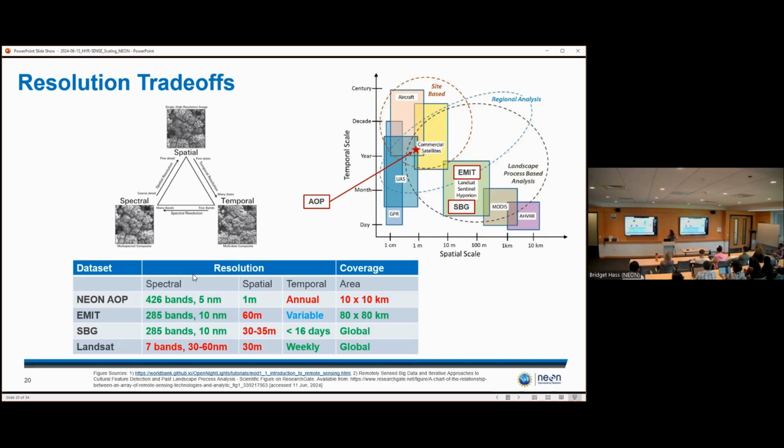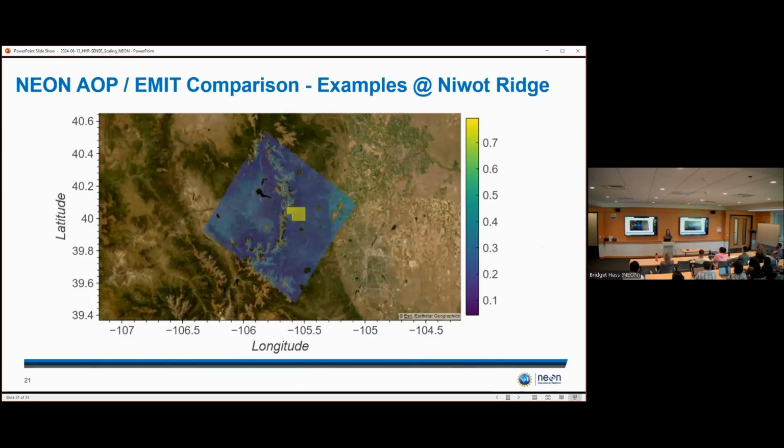And then this chart at the bottom is basically just breaking down some of the trade-offs in resolution, both spectral, spatial, and temporal for each of these data sets. So NEON, EMIT, and SBG are all in this hyperspectral land. Older satellites like Landsat or Sentinel are more in the multispectral. So we're really improving there. NEON has the highest spatial resolution, but then the temporal resolution is a lot coarser, as well as the area covered. So you can see how you could tie in these data sets to create a more complete picture.